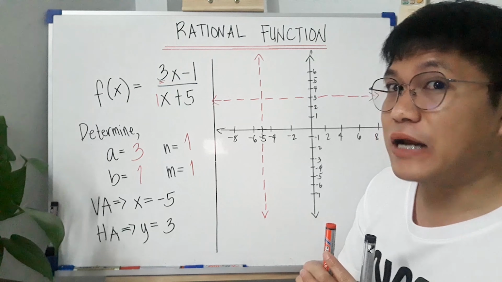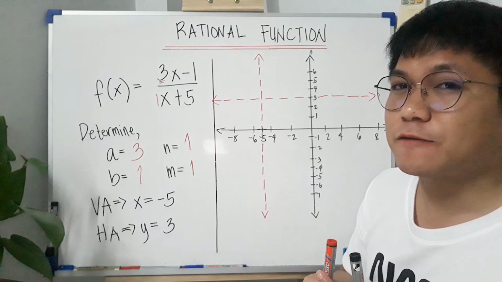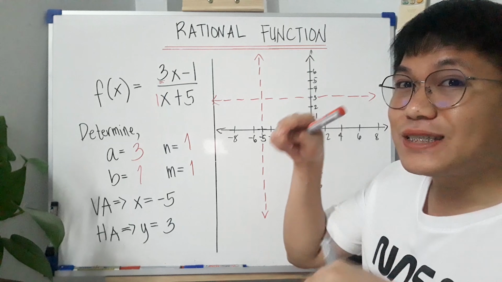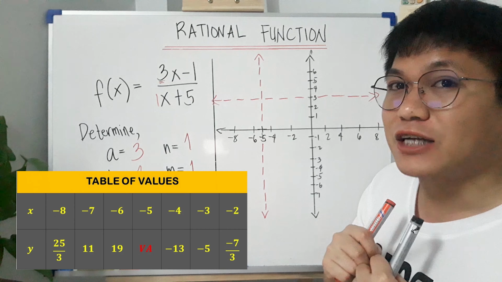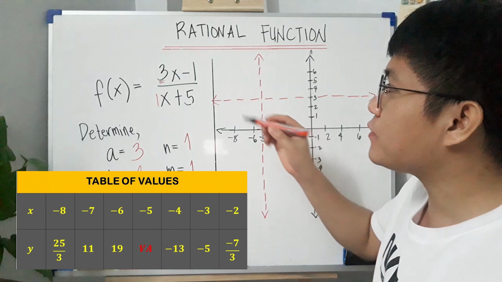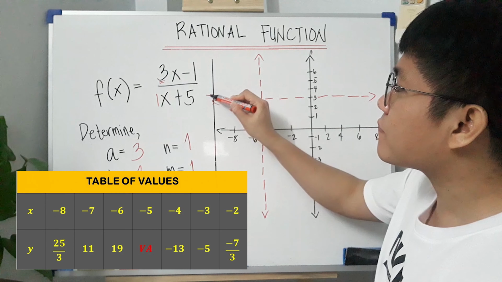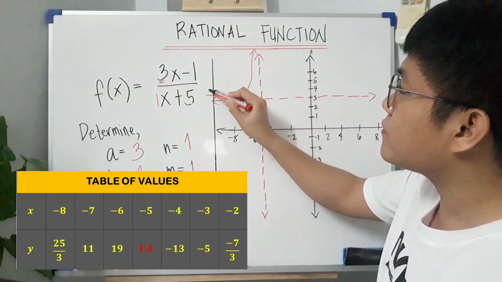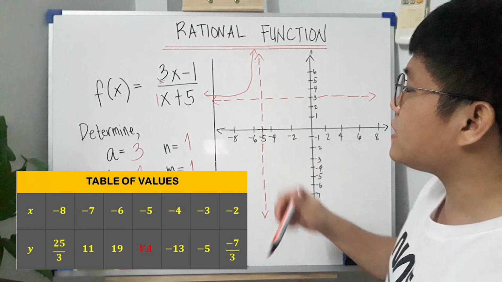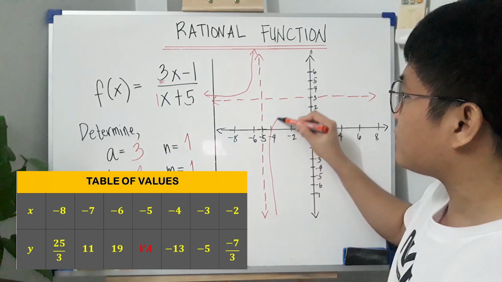Now, how does the graph of this rational function look like? Using this table of values right here, the graph of this rational function will look like this. So, there will be a graph right here, and the opposite of that graph will be right here.